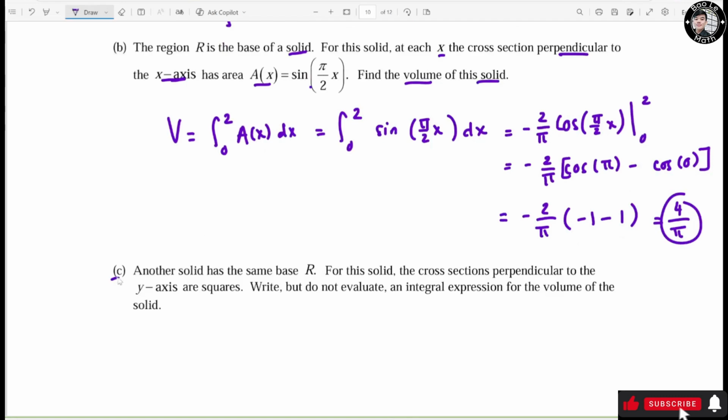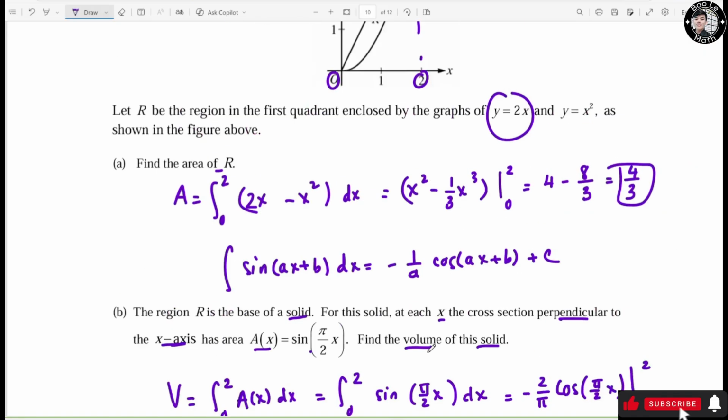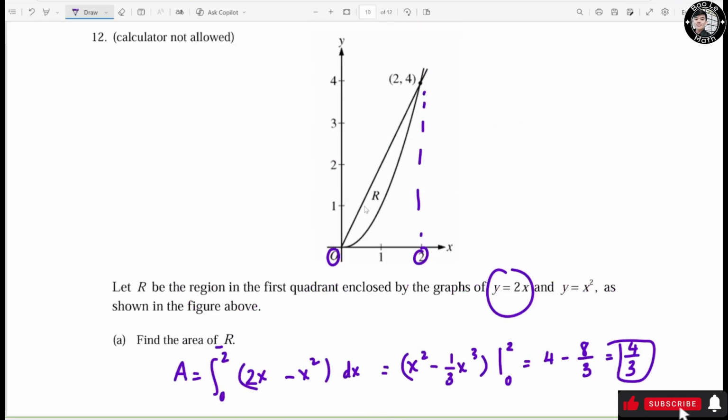Now question C. Another solid has the same base R. For this solid, the cross-sections perpendicular to the y-axis are squares. Write, but do not evaluate, an integral expression for the volume of the solid. So we have the cross-section perpendicular to the y-axis, so it should be in terms of y. So we're going to go back over here. The cross-section right here is a square, so it could be something like this.